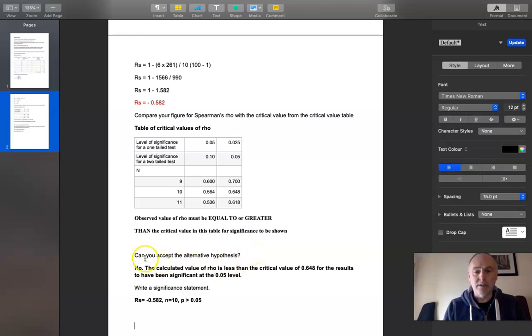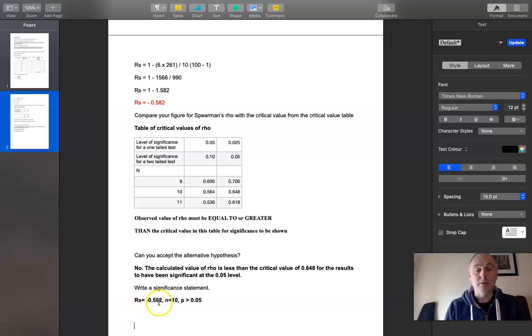So let's go through this. It says, can you accept the alternative hypothesis? No, we can't do that because the calculated value of rho is less than the critical value of 0.648 for the results to have been significant at the 0.05 level. So this is a non-significant result. And how do we write that as a significant statement? Just like this, dead easy really.